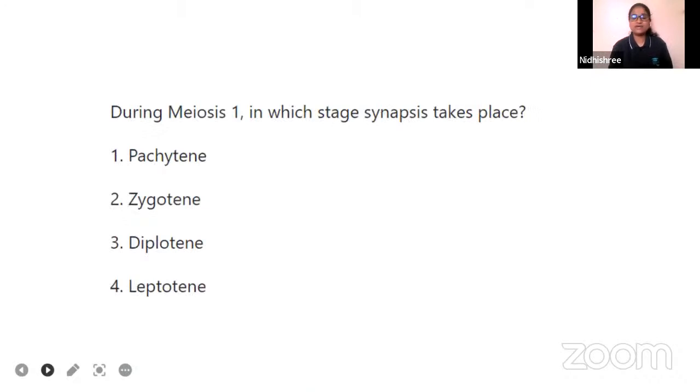During meiosis 1, in which stage does synapses take place? Very good. If you observe the previous question, you can answer this. Where does synapses happen in meiosis 1? Pachitin, zygotin, diplotin, leptotin. Parvati, option B. Jyoti, option B. Gurusid, option A. Pavitra, option B. Meena, option B. Okay, most of you voted for option B. Aishwarya, option A. Kumar, Viresh voted for option B. So let us check the answer.